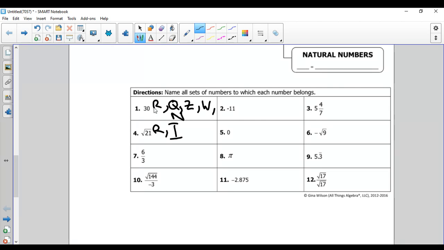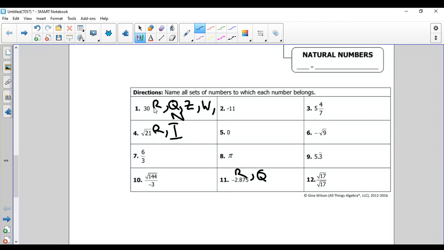So now we'll look at number 11. So number 11, negative 2.875. Is that a real number? Yes, that's a real number. So is it rational or irrational? Well, it's going to be rational because 0.875, there it is. It ended right there. There's no more non-repeating decimals. It ends. It's going to be rational. So we'll put the Q.